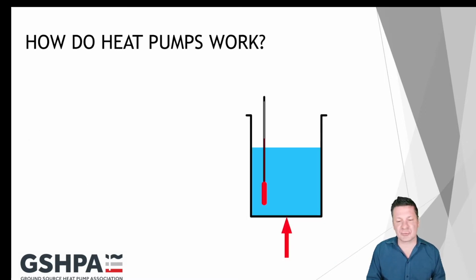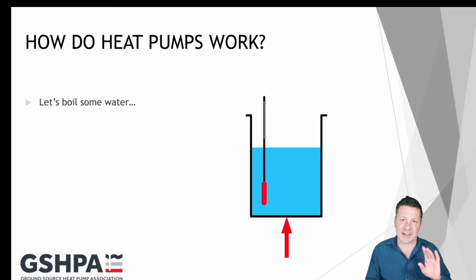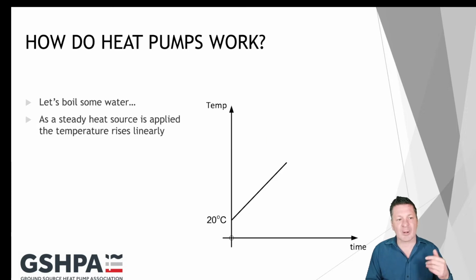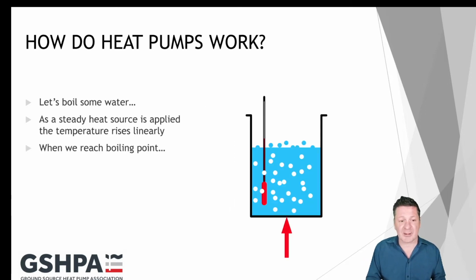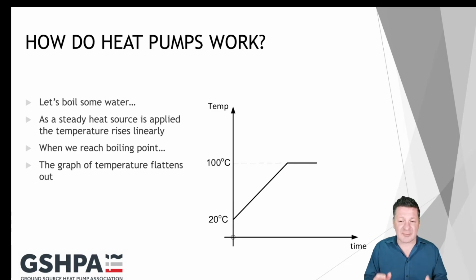I'm going to take you back to school, and an experiment that I'm sure you all did, which is boiling some water. So we're applying a fixed source of heat, a Bunsen burner, to a beaker of water, and we're measuring the temperature as we go along. What you'll find is that the temperature increases as a straight line, a steady linear increase in temperature, until we reach boiling point, which is when the water is turning from a liquid into a gas. And if you continue to plot the temperature, what you'll find is that whilst the heat is still going into the beaker of water, the temperature is now not increasing.